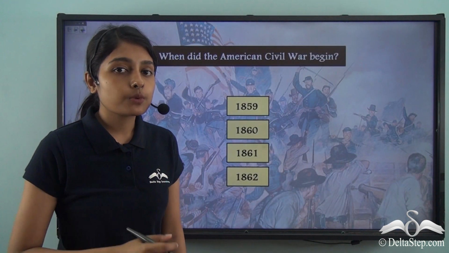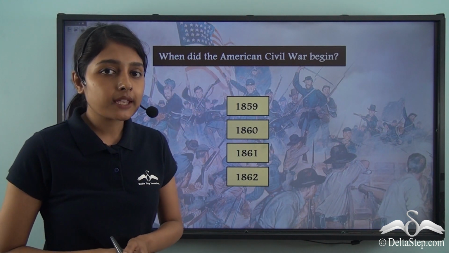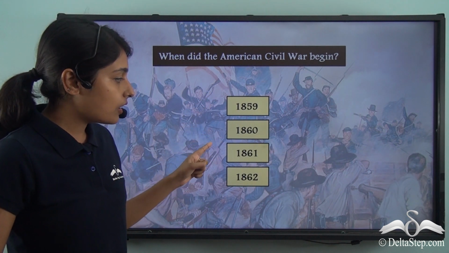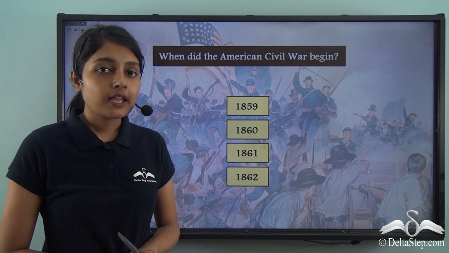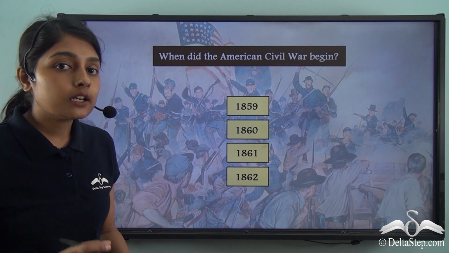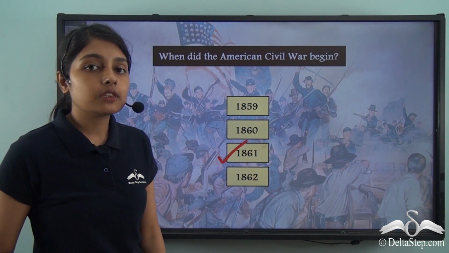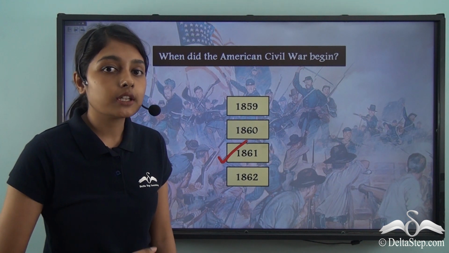Now let me ask you a very important question. When did the American Civil War begin? Was it in 1859, 1860, 1861 or 1862? Yes, you are right. The American Civil War began in the year 1861 between the Confederate forces on the one hand and the Federal forces on the other hand.